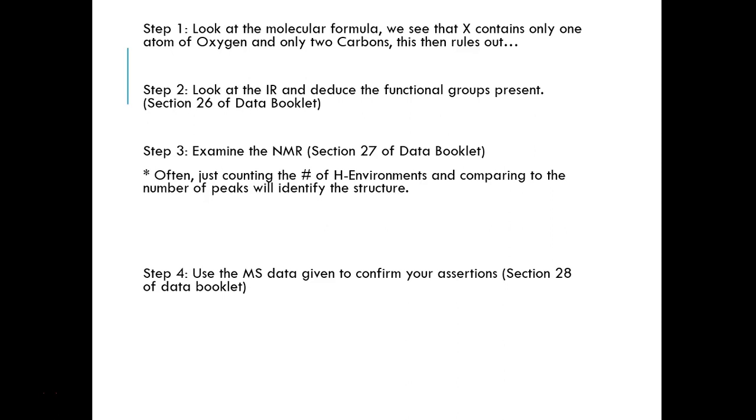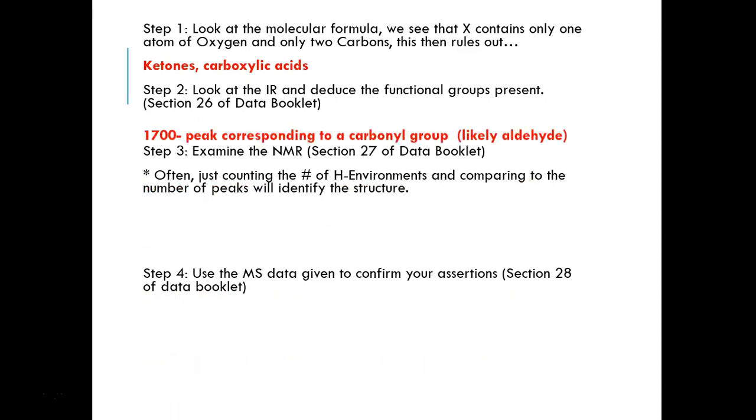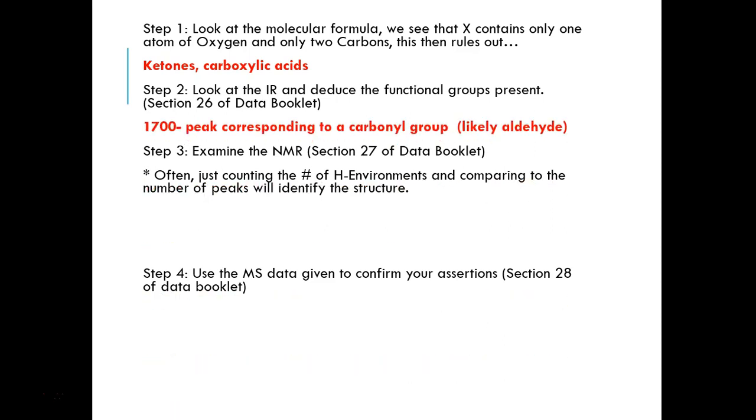Okay, now when we look at the molecular formula, we know there's only one atom of oxygen and only 2 carbons. So this rules out ketones. We can't have a ketone if there's only 2 carbons. And it also rules out carboxylic acids because we only have 1 atom of oxygen. Okay? Next, we're going to look at the IR and deduce the functional groups present. So at 1700, we have a peak corresponding to a carbonyl group, which is likely an aldehyde. Okay? Because we know we can't have a ketone or a carboxylic acid.